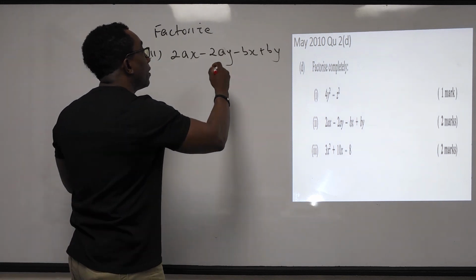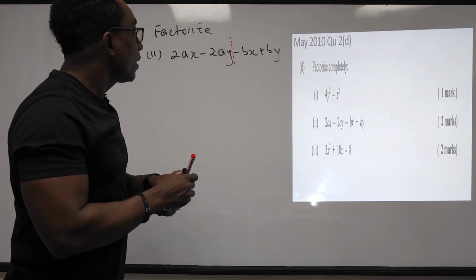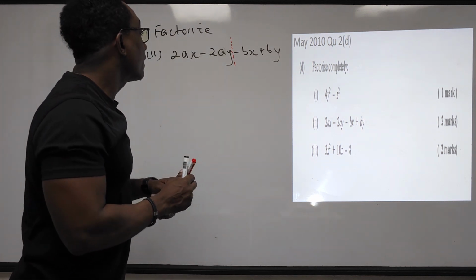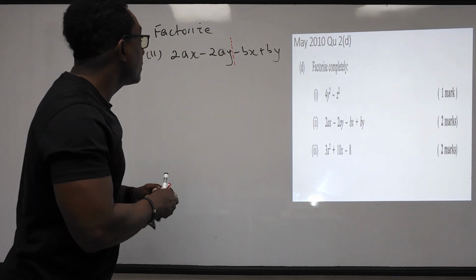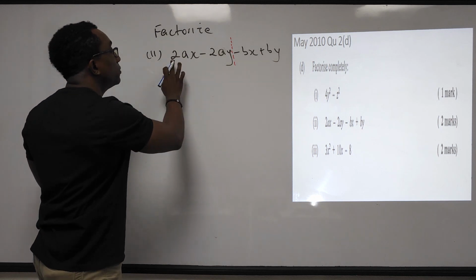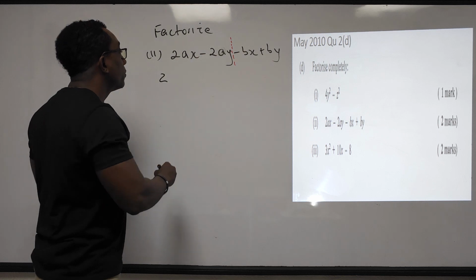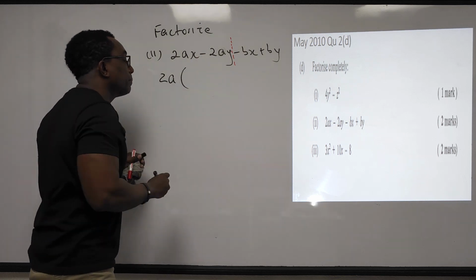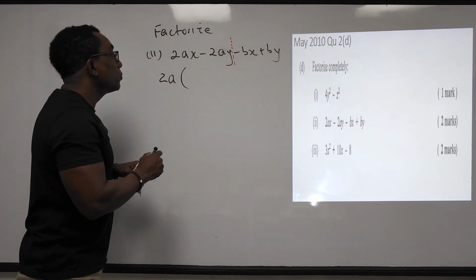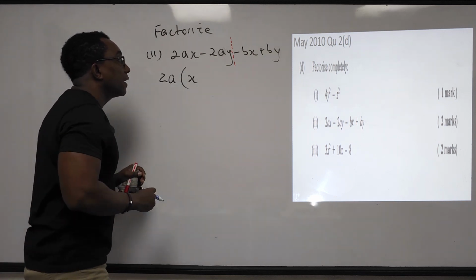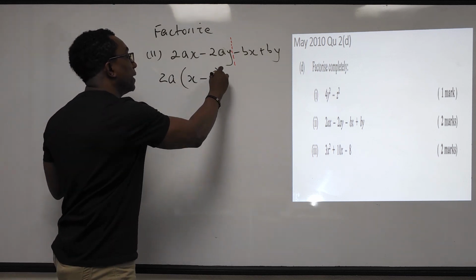So we can pair off our terms into 2 pairs, and what we're going to do here is factorize our first pair by taking out what is common. Clearly 2 is common to both, so I take it out as a factor. A is also common to both, so I take it out as a factor. I put my brackets. Let me divide 2a into 2ax will give me x. Let me divide 2a into negative 2ay gives me negative y.